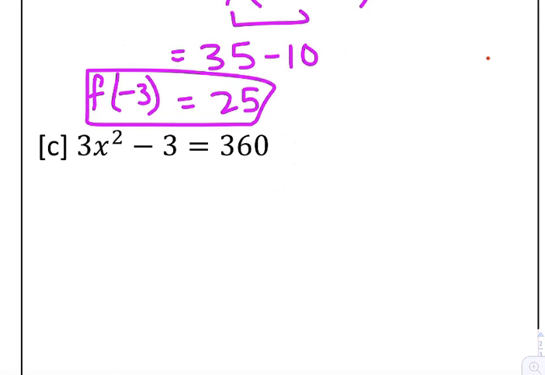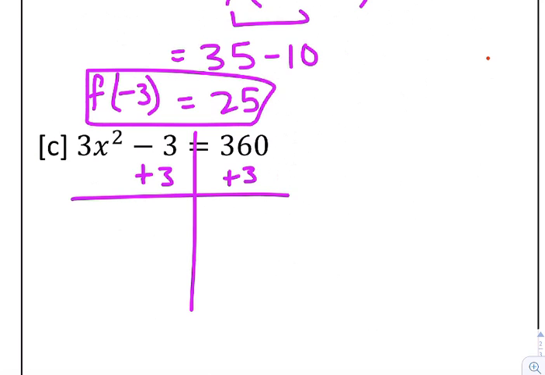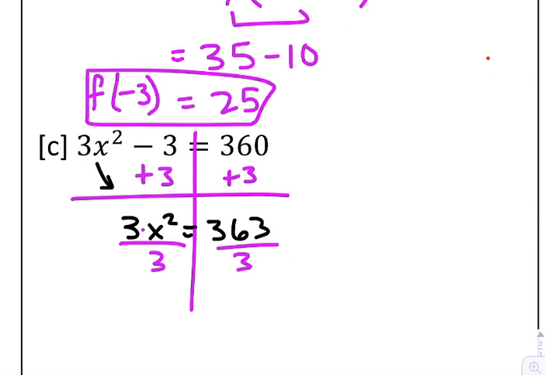Last one, get x by itself. So let's start by adding 3 to both sides. That'll get rid of that minus 3. So we're left with just 3x squared. 360 plus 3 would be 363. Okay. Get rid of the times 3 by dividing. So in this case, x squared is equal to 121.